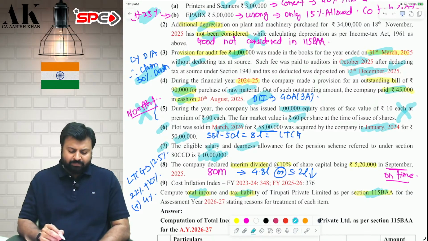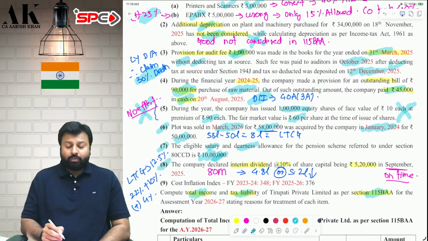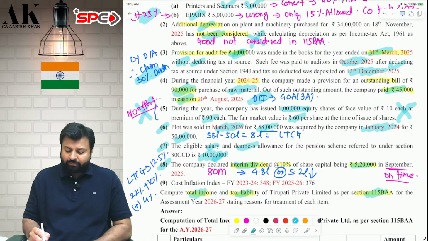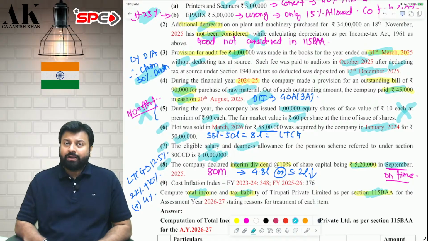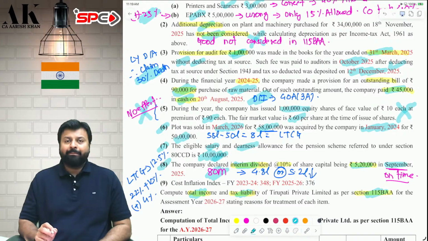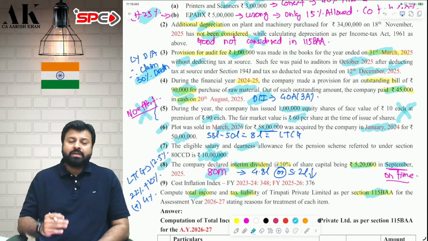Okay. Now, apart from this, one last adjustment is there. Point number 8, you are declaring an interim dividend of 5,20,000 rupees in September. So it is good that you are declaring the dividend 1 month prior to the due date of filing of return. Therefore, you can get the deduction under ATM. You can get the deduction, but how much? Dividend received minus dividend paid, whichever is lower.